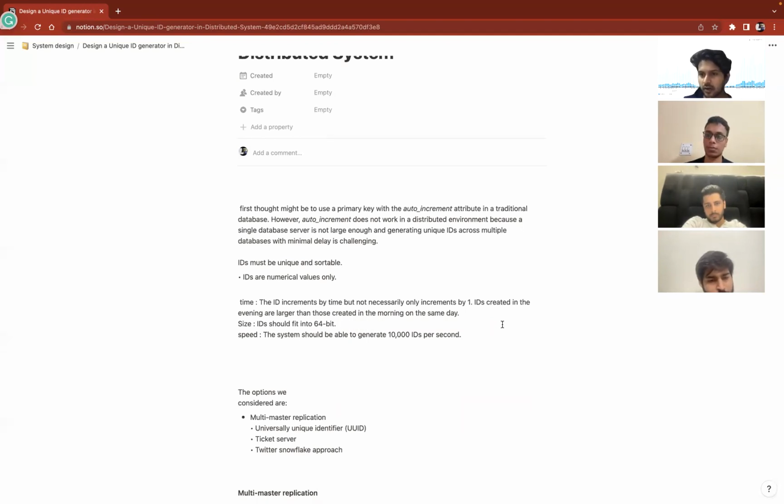Let's call it a tick. But it should increment by something, so it is incremental in nature. A simple example is that an ID generated in the evening should be bigger than an ID generated in the morning of the same day. Something as simple as that.